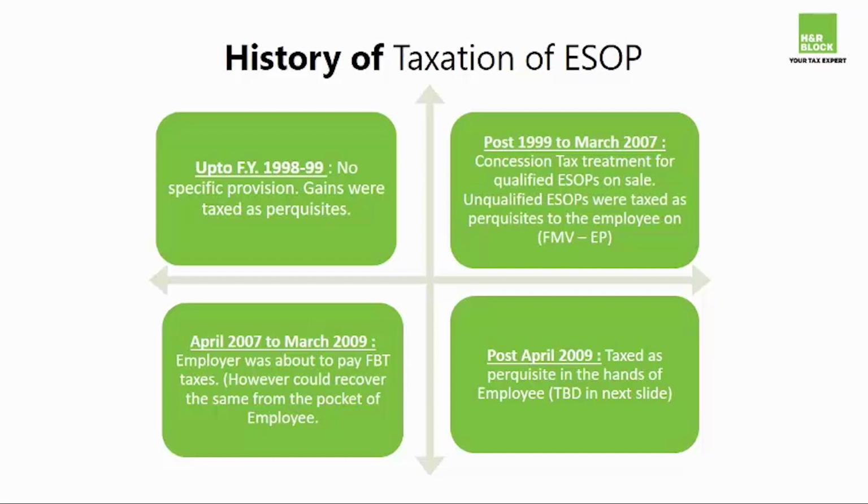Again, from April 2007 to March 2009, there was the FBT regime, fringe benefit tax. Under this, your employer was supposed to pay taxes on the value of ESOPs on your behalf. The employer had an option to recover those taxes from the employee. But now again, this has also become history. So what is relevant for us? Post April 2009.